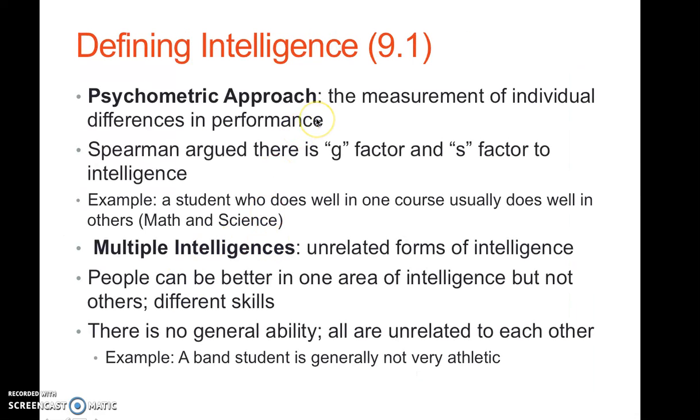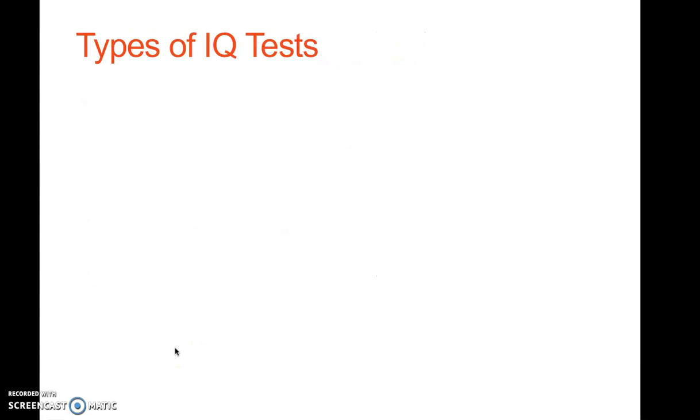So defining intelligence, we have the psychometric approach, the measurement of individual differences. This is G, so G is your general ability to learn, and S is your specific abilities. So an example is a student who does well in one course usually does well in others, like math and science. And multiple intelligence, unrelated forms of intelligence, like people are better at one area and not so good at the others. Like a band student is generally not very athletic, and vice versa.